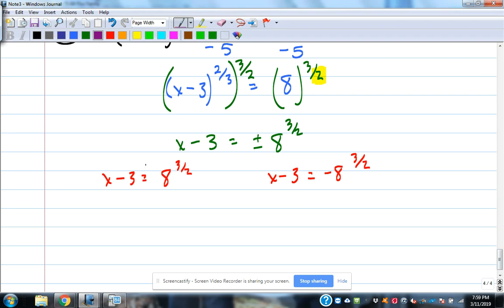Both of them solve the same way. It's the same step to get x by itself on each one. You add 3. So that's going to give us x equals 8 to the 3/2 plus 3, and x equals, excuse me, negative 8 to the 3/2 plus 3.